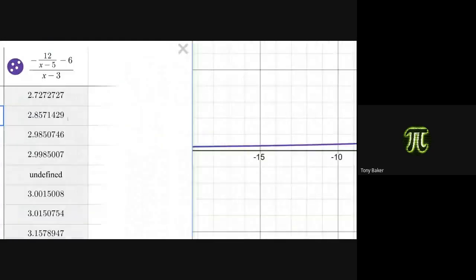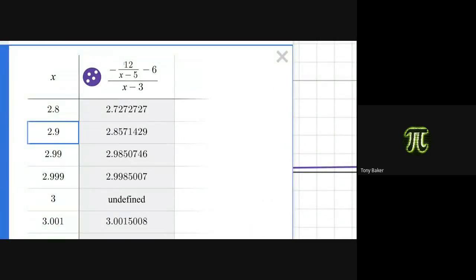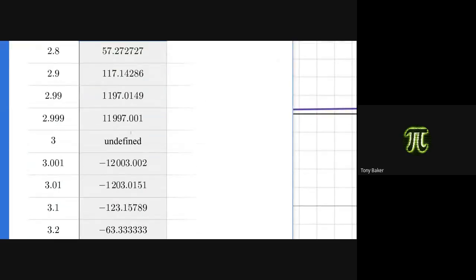So when I forgot the negative sign, the answers didn't seem to make sense. I was going to negative infinity basically and positive infinity. It wasn't getting closer to a number.